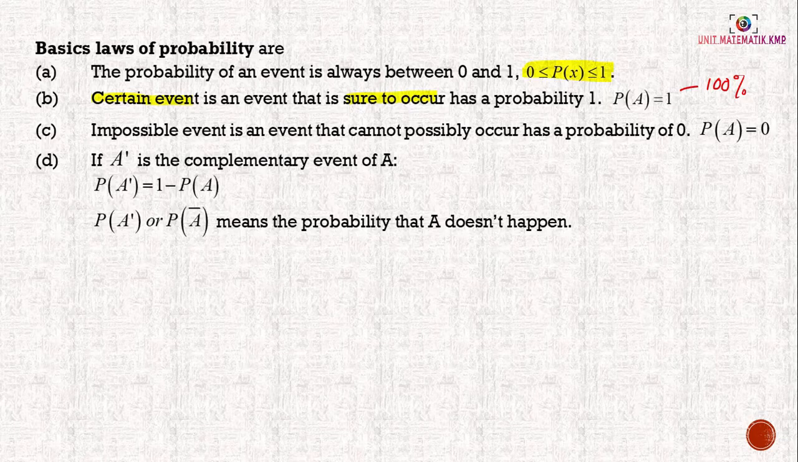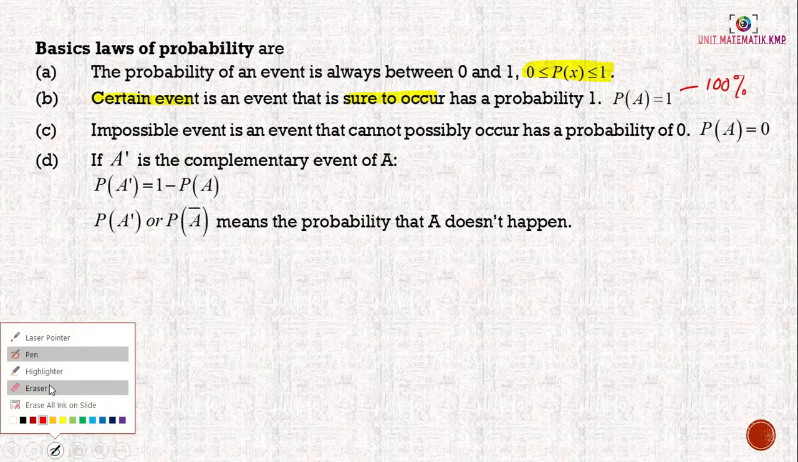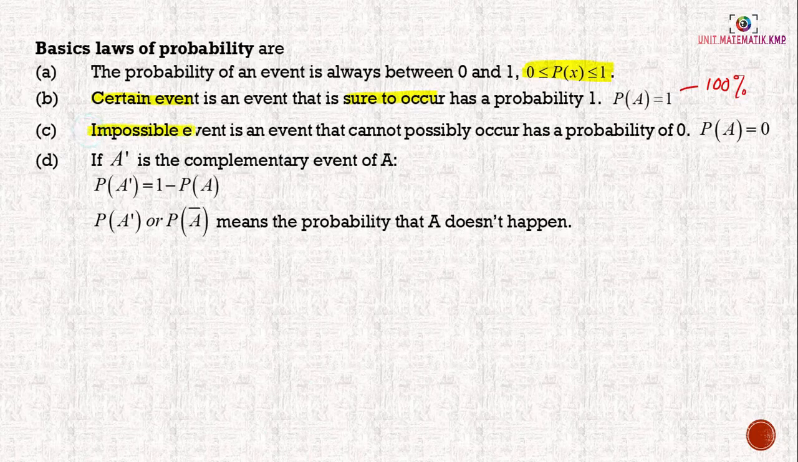Okay, so impossible event is event that cannot possibly occur. So has probability of 0. Maksudnya dia memang tak ada kebarangkalian pun akan jadi. Dia tak ada chance pun untuk berlaku. So kebarangkalian dia adalah kosong. So tu kita namakan impossible event. Okay, next.